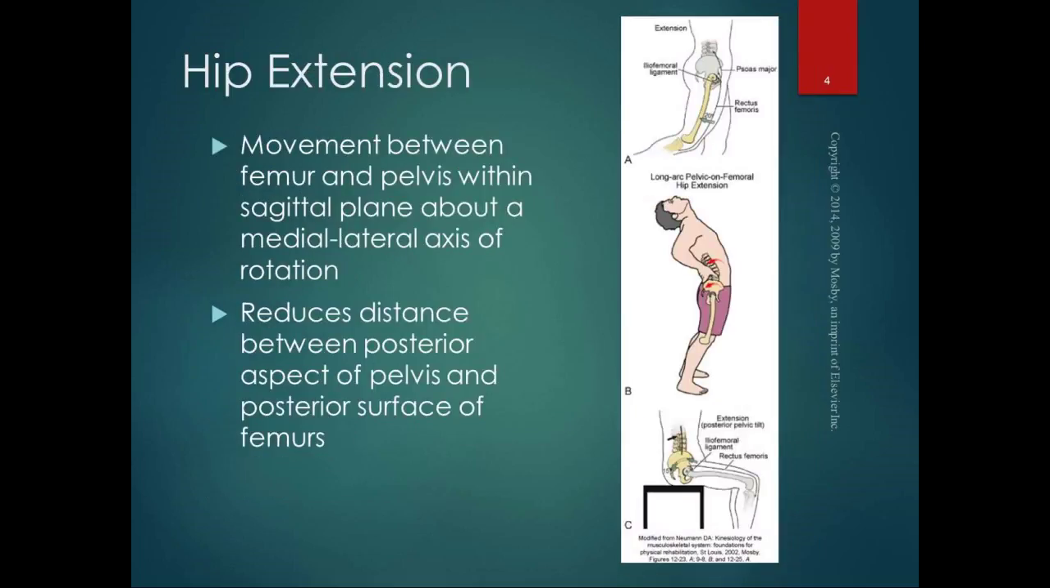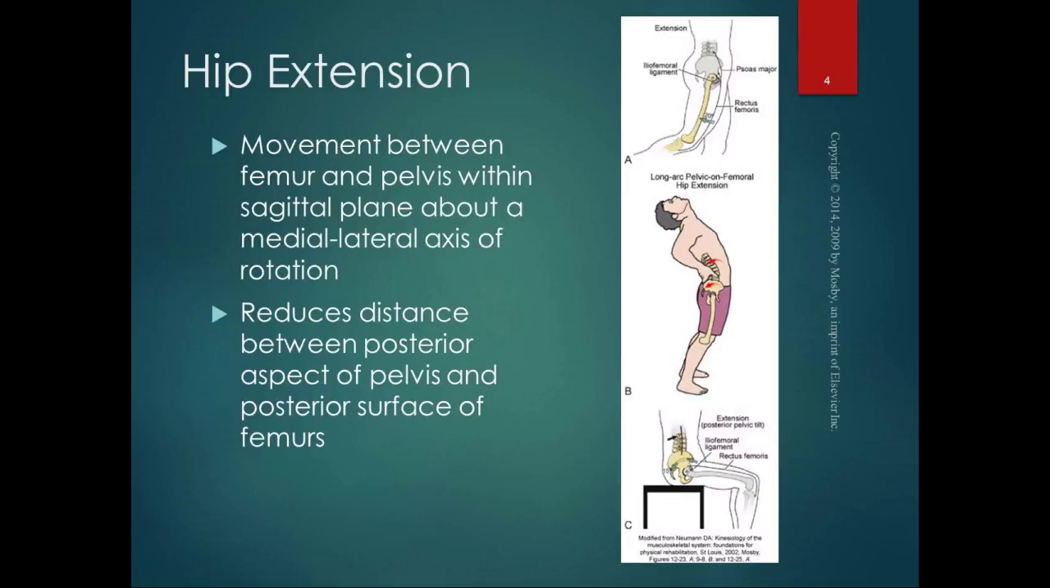Hip extension has those same 3 options. So hip extension is the movement between the femur and the pelvis within a sagittal plane about the medial-lateral axis of rotation. We note in order to get extension, the muscles have to be posterior to the medial-lateral axis. Okay, so that's given us a clue as to which muscles are going to do hip extension. Hip extension reduces the distance between the posterior aspect of the pelvis and the posterior surface of the femurs.